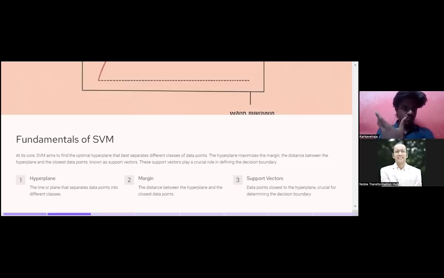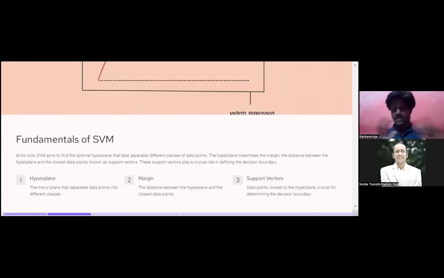At its core, SVM aims to find an optimal hyperplane that best separates different classes of data points. The hyperplane maximizes the margin, the distance between the hyperplane and the closest data points. Those are called the support vectors. These support vectors play a crucial role in finding the best decision boundary.